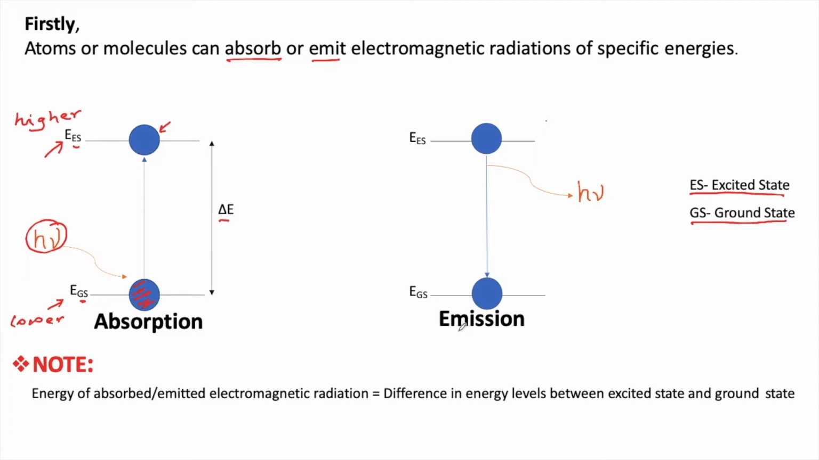Moving towards emission. Emission happens when the particle is in the excited state, or in the higher energy level. Being unstable in the higher energy level, it will try to come back to the ground state or the lower energy level. In that process, it will emit radiations whose energy is given by hν. As it is emitting the radiations, that's why it's known as emission.